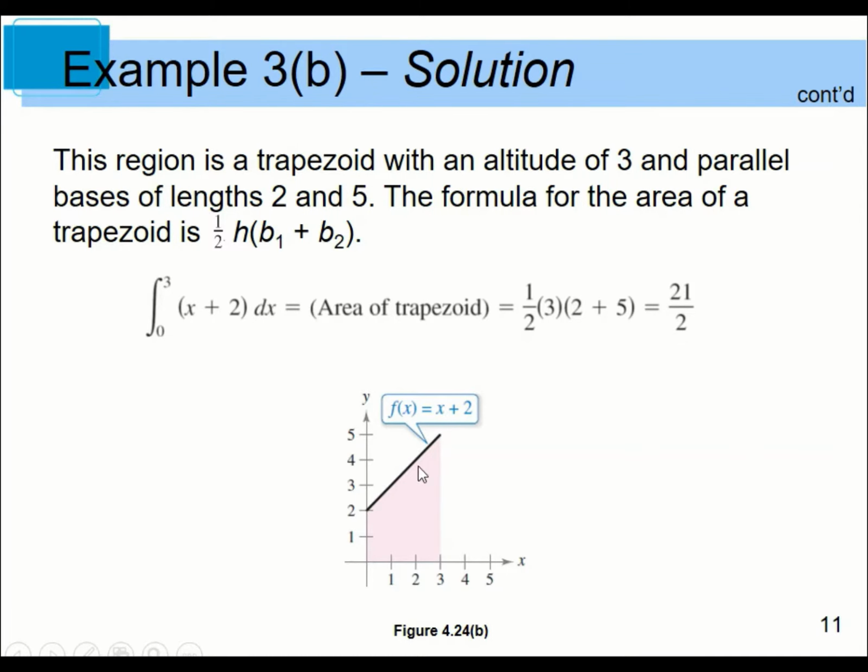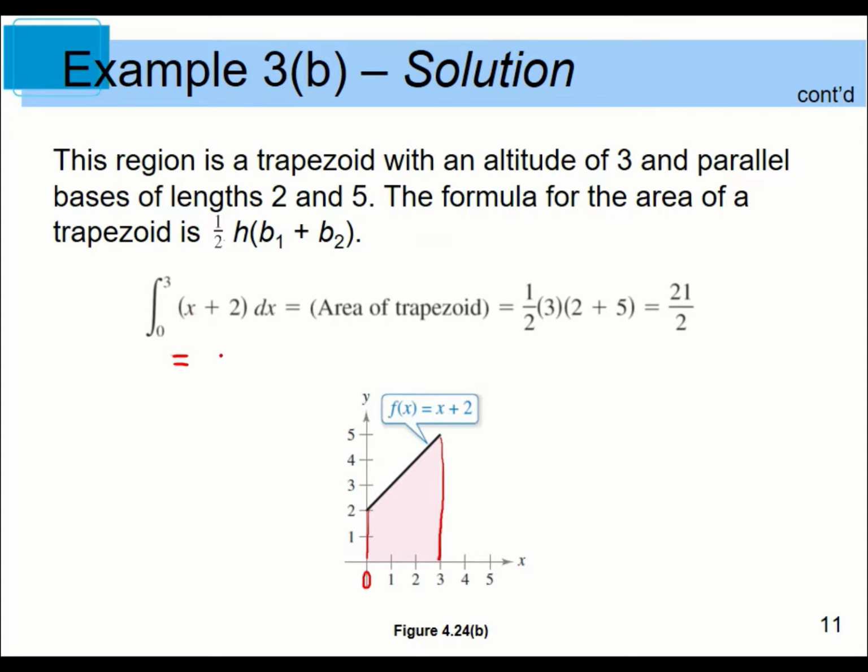Now let's take a look at another example here. The function for this straight line is x plus 2. If we integrate x plus 2 from 0 to 3, so we integrate the line from 0 all the way to 3, the answer we find is actually the area under the graph, which is the trapezoid.